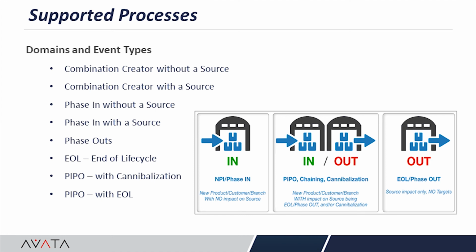PIPO source cannibalization. What this allows us to do is phase in a new item, say B, based upon an old item, say A, where B is going to get some of A's old volume, but also cause A to sell less in the future. This event makes a new B, our target, look like A, our source, for history and forecast, but provides the ability to reduce the source's history and forecast by user-defined cannibalization rates. So we introduce B, and it causes A to sell less, so we forecast less of A.